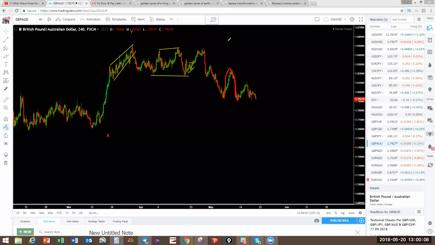Let's do that in yellow. We've got that move up. Now we're getting this in red, impulse. 1, 2, 3, possible something like that. Move like that. A possible running flat before we carry on with the move down.